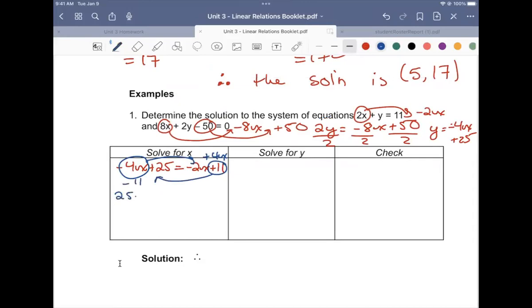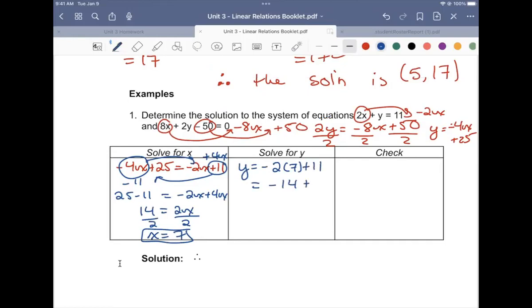So I will get 25 minus 11 is equal to negative 2x plus 4x. If I take a look at 25 minus 11, that gives me 14 is equal to 2x. Divide both sides by 2, and I will get x is equal to 7. If I solve for y, that means I have y is equal to negative 2 times 7 plus 11, which is equal to negative 14 plus 11, which is equal to negative 3.